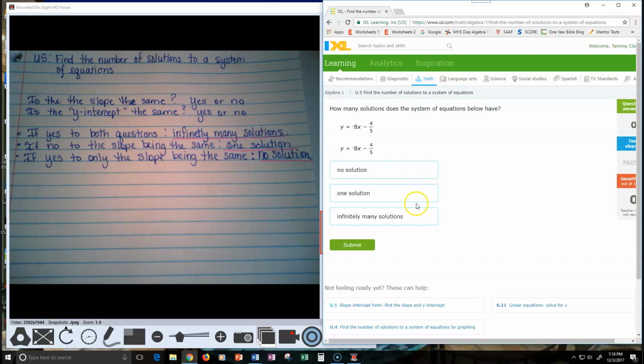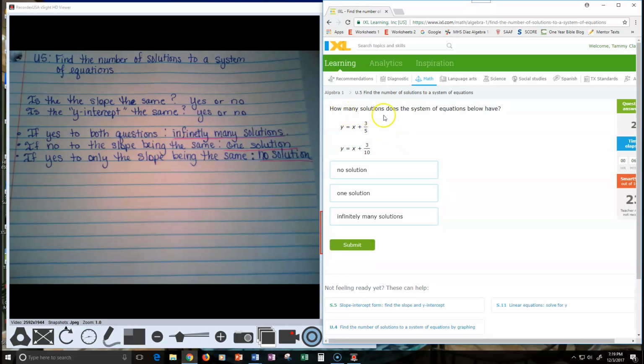So here we go. Is the slope the same? Yes. Is the y-intercept the same? Yes. Then we know it's infinitely many solutions. How many solutions does the system of equations have? Is the slope the same? Yes. Is the y-intercept the same? Yes. It's the same line, so there's infinitely many solutions.